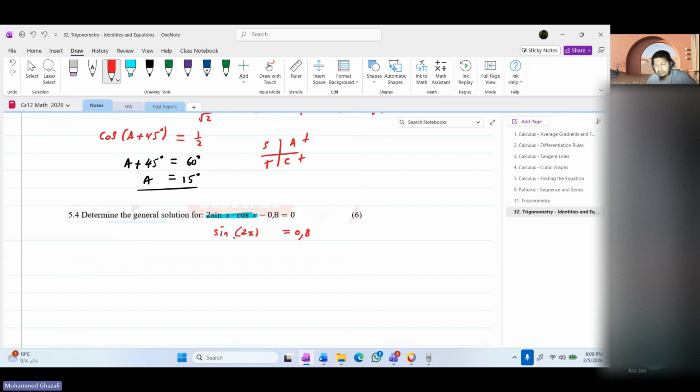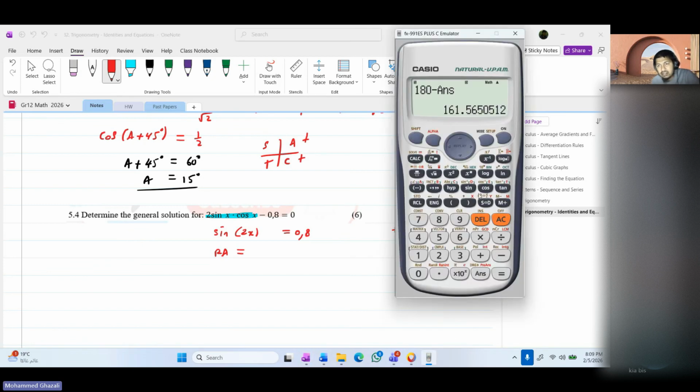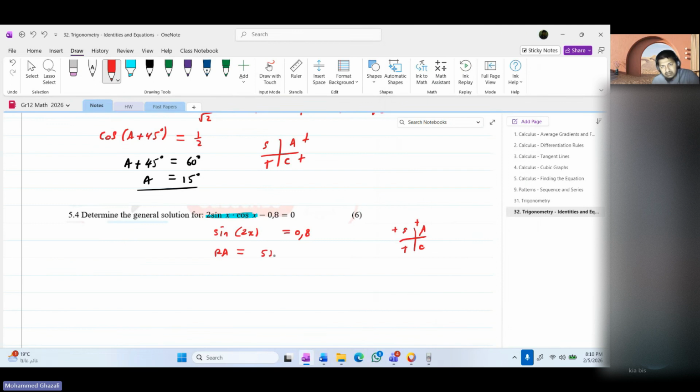Now, where is sine positive? Sine is positive in the first and second quadrant. So 180 minus the reference angle itself. I'm getting a reference angle which is sin inverse of 0,8, which is 53,13. So now the quadrant 1 solution is here.